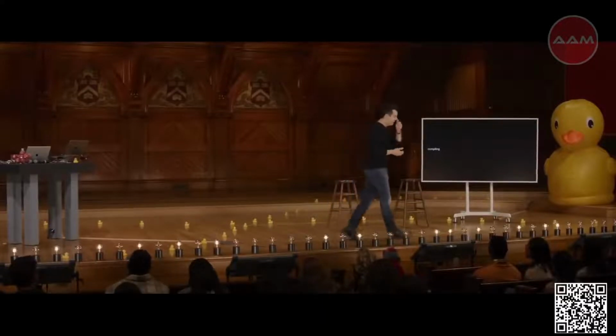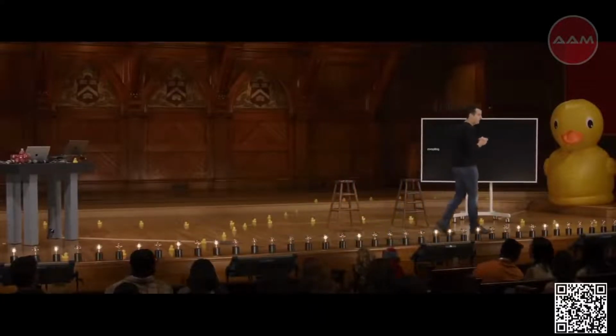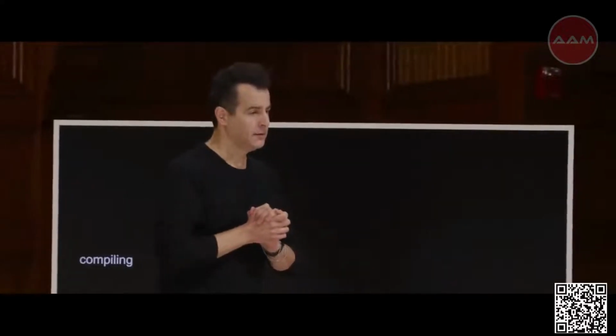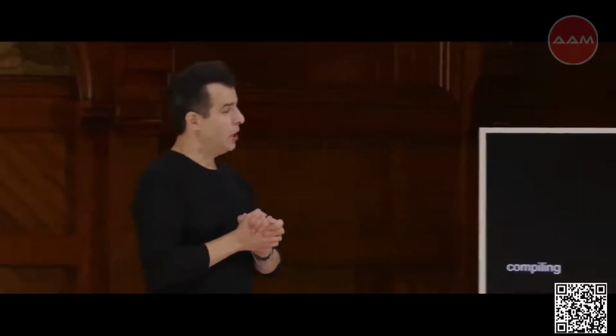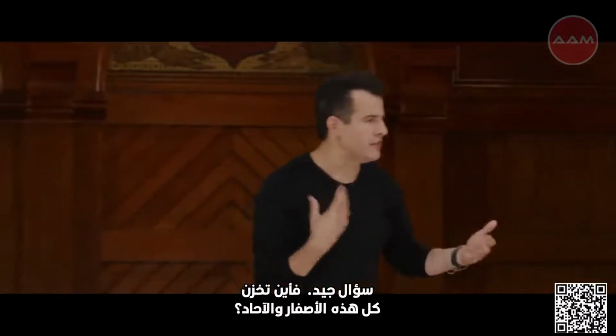Yeah? For linking, are they like the different parts, for example, stdio and CS50 and your own parts, are they stored in different places? Like, do these have to be all around? A good question. So where are all of these zeros and ones stored?